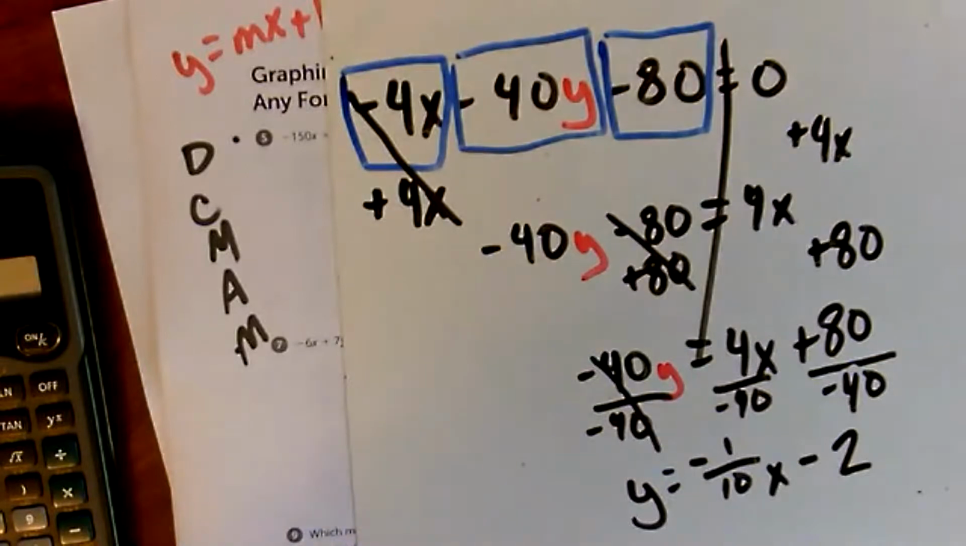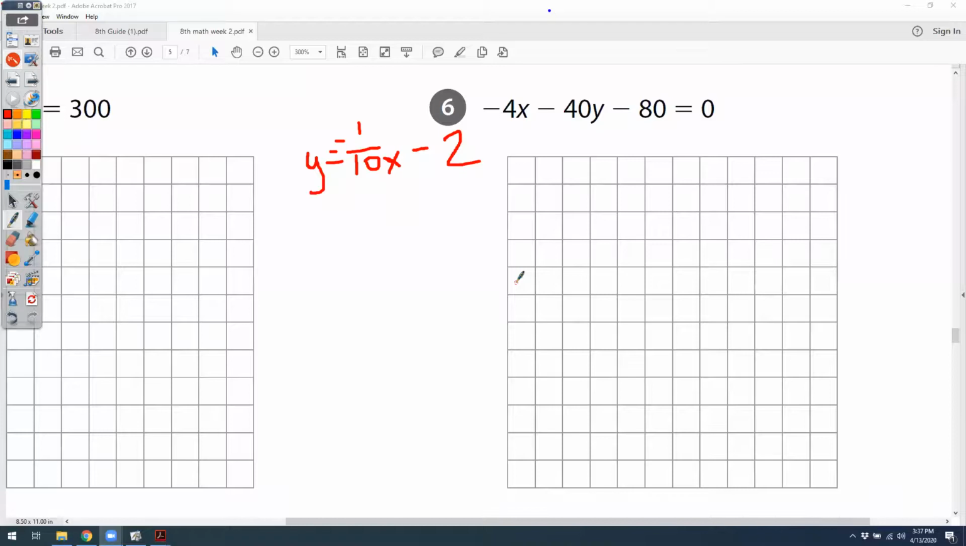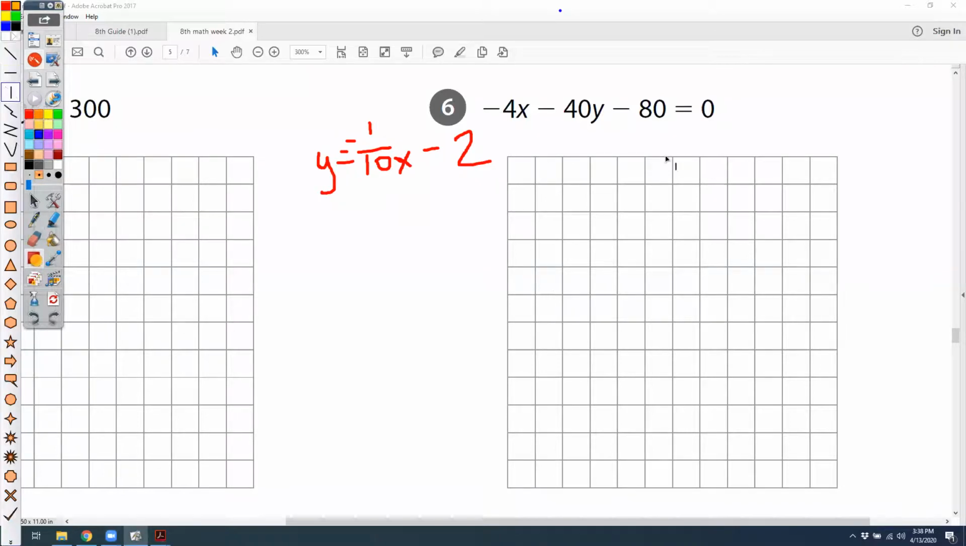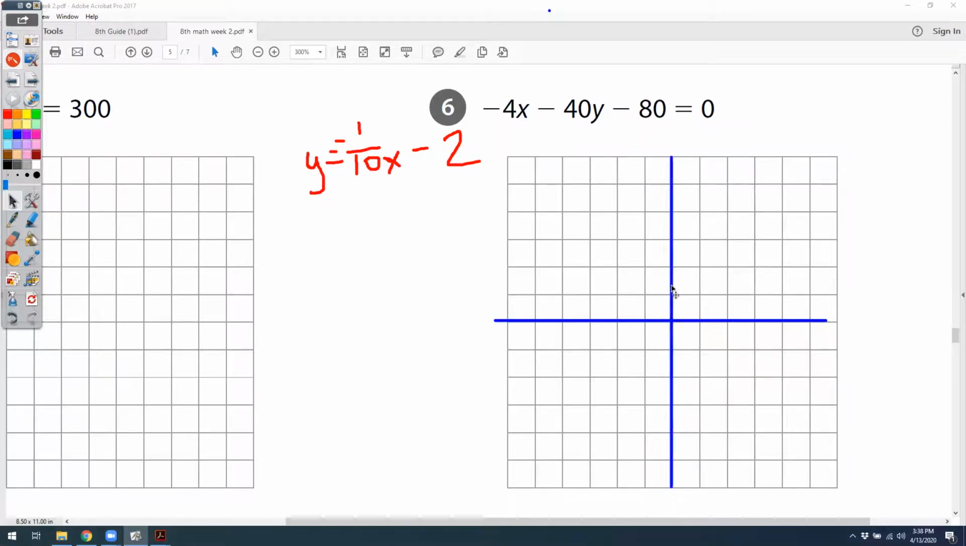All right, here we go back to our sheet. This is the equation we came up with. Let me draw my grid, or my axis. All right, here's my equation. I'm looking for my y-intercept. What is that? That would be the negative 2. So you would start at negative 2. I'm going to start at negative 2.